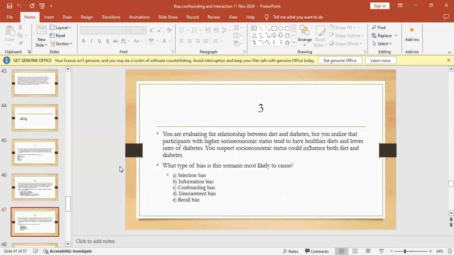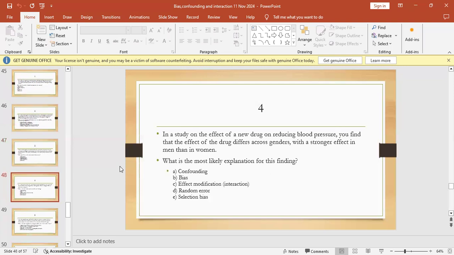Third MCQ is, you are evaluating the relationship between diet and diabetes, but you realize that participants with higher socioeconomic status tend to have healthier diets and lower rates of diabetes. You suspect socioeconomic status could influence both diet and diabetes. Which type of bias is this scenario most likely to cause, whether selection, information, confounding, mismeasurement, or recall bias? It is a confounding type of bias. Confounding.